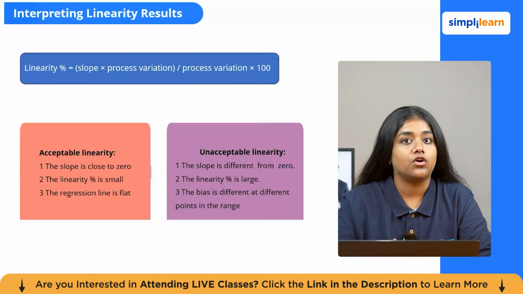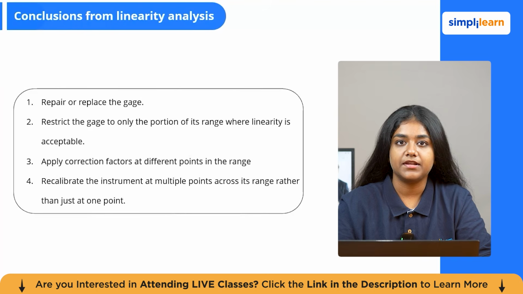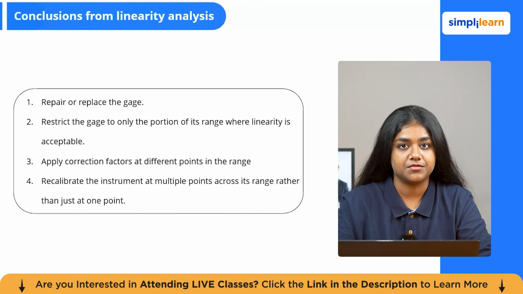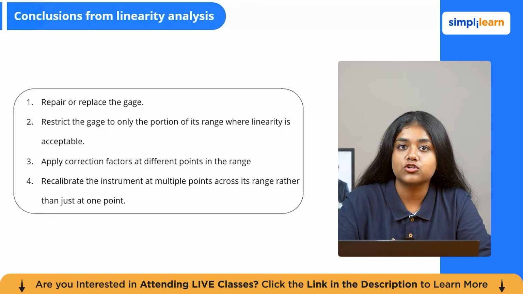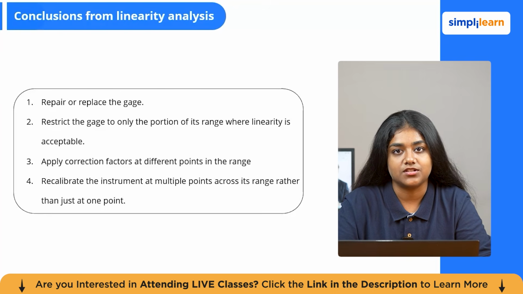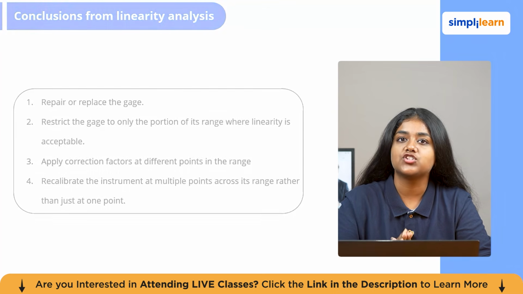If linearity is not acceptable, you have several options. Repair or replace the gauge. Restrict the gauge to only the portion of its range where linearity is acceptable. Apply correction factors at different parts of the range, though this adds complexity and introduces additional uncertainty. Recalibrate the instrument at multiple points across the range rather than just at one point.